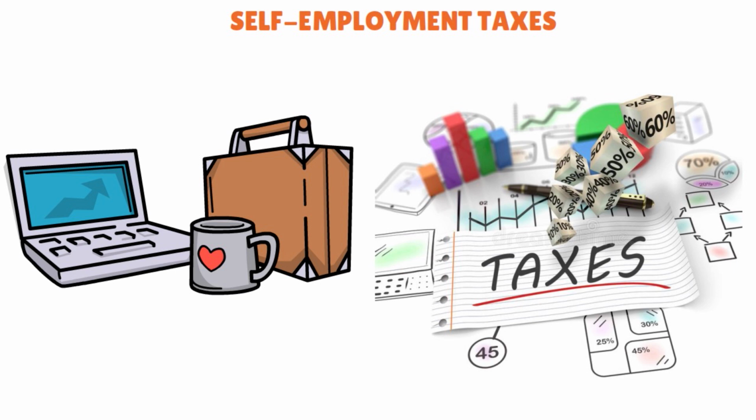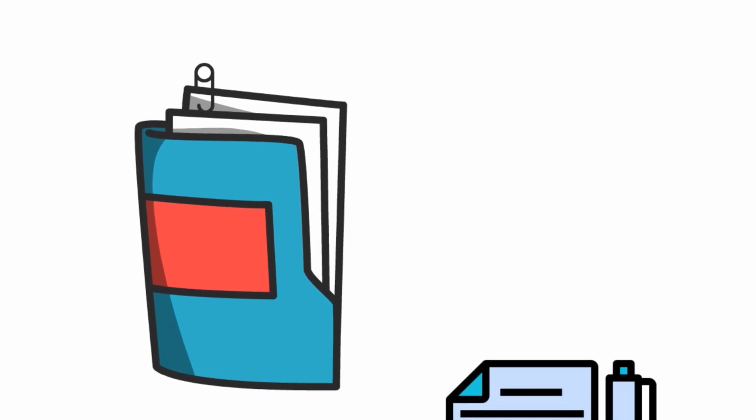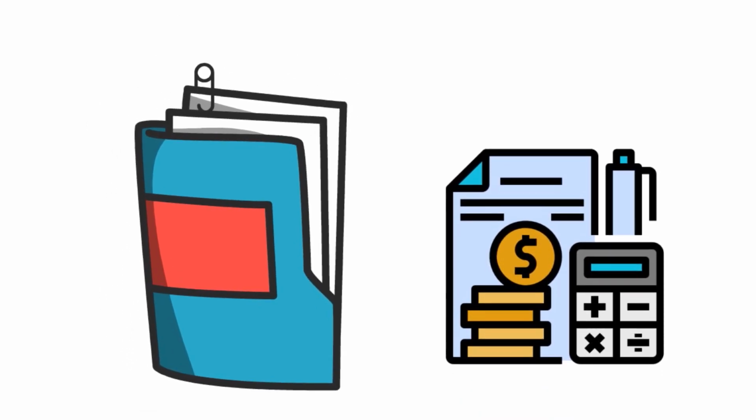Now here there are exceptions too, but I'm not going to go into details here. So if you must pay self-employment tax, you must prepare and file a Schedule SE to report your partnership income and also calculate the self-employment tax amount. And this tax amount is added to your personal tax return.